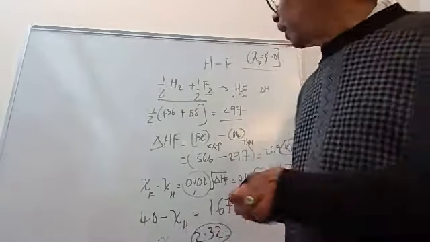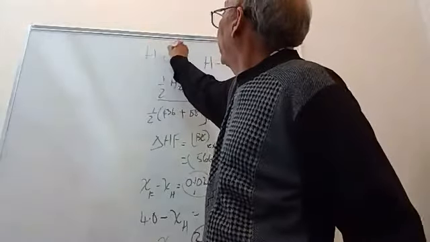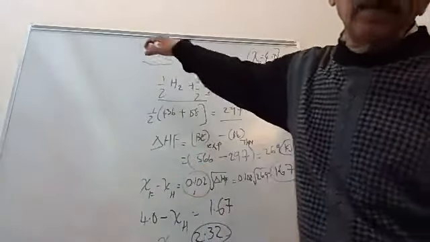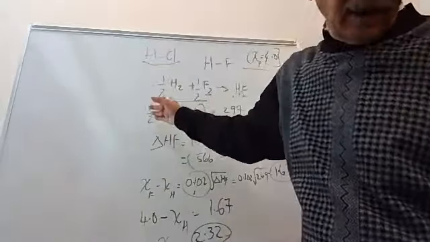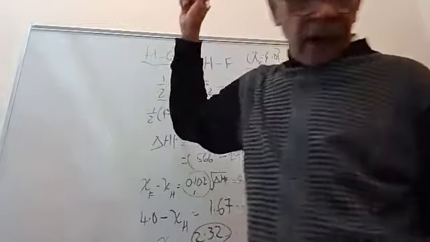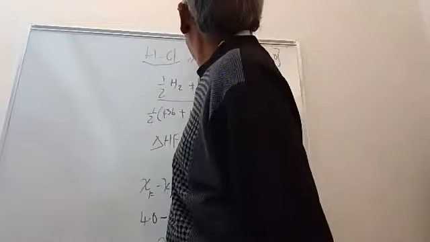Using the hydrogen electronegativity, you can then look at HCl and do the same calculation. Now that you know the hydrogen, you can calculate the chlorine, and the electronegativity of chlorine comes to about 3.2.